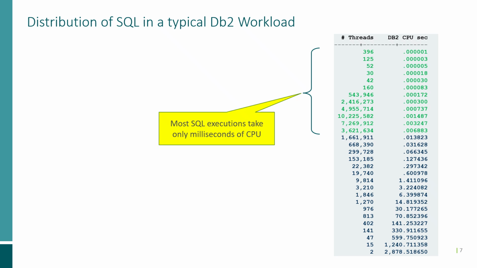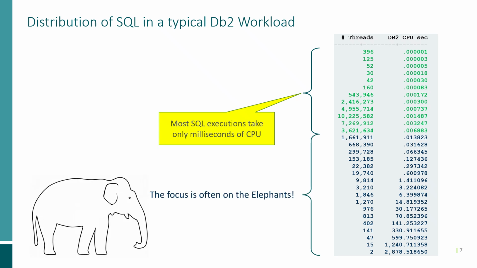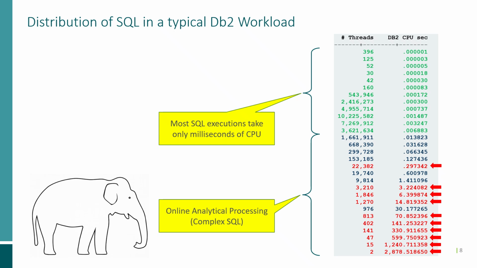The focus instead is typically on the elephants, those SQL that consume a lot of CPU and take a long time to execute. Many of these elephants are complex SQL for the analysis of large volumes of data. Think data warehouse queries, online analytical processing. Some time ago, IBM got smart about this part of the workload and realized it was more efficiently processed outside Db2 using specialty hardware. They purchased a hardware engine for this called Netezza, now called IBM Data Analytics Accelerator.